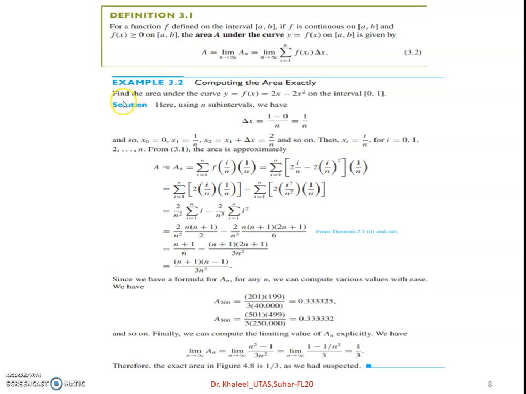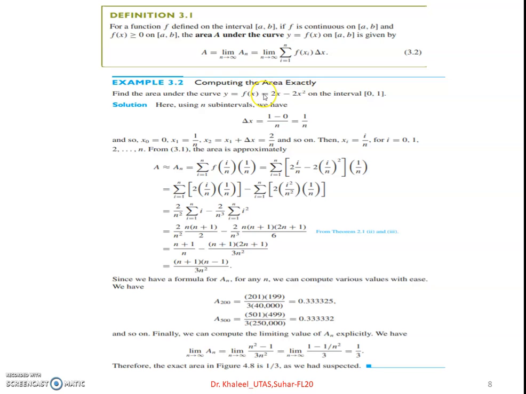Let's take an example here. Find the area under this curve on the interval 0 to 1. So first we find delta x, which is (1 minus 0) by n. So this is 1 by n, because here n is not specified, and x naught is 0, x1 is 1 by n, x2 is x1 plus delta x. Like that you find all, and xi is i by n, for i equal to 0 to n.